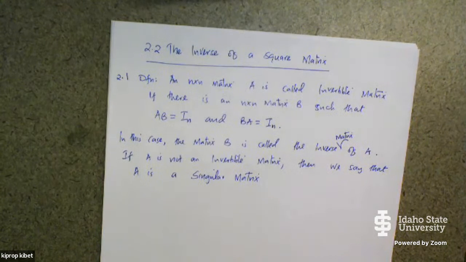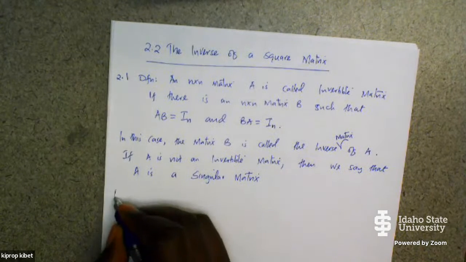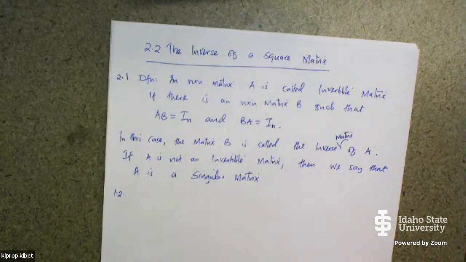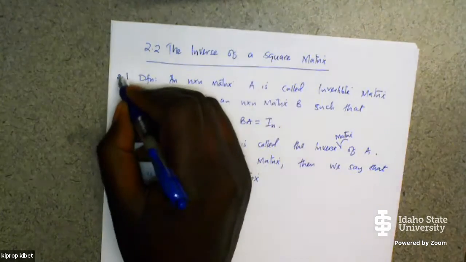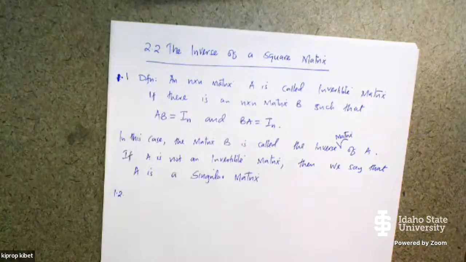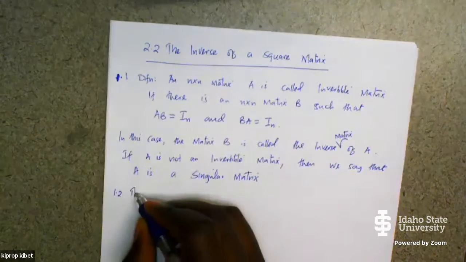If A is not an invertible matrix. Number 1.2. Okay, actually here it's 1.1 and then this is 1.2. Let's look at the theorem.